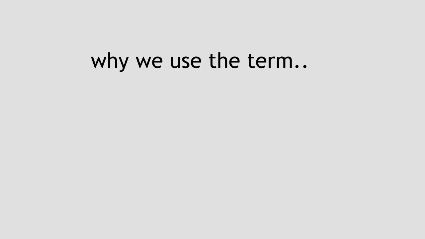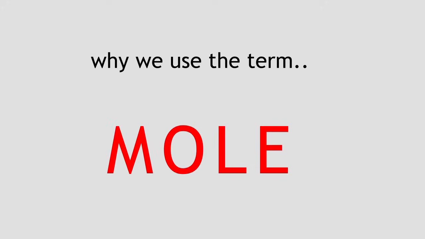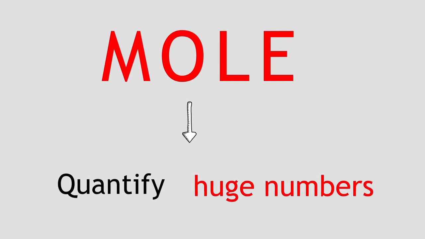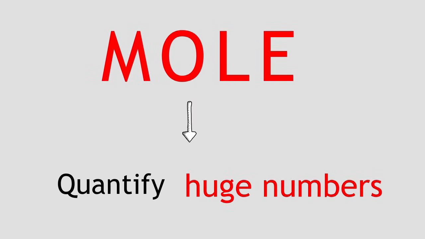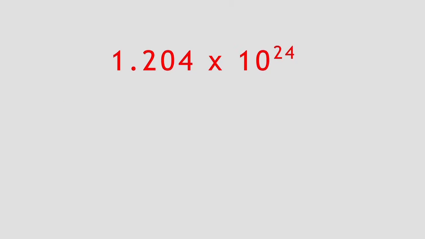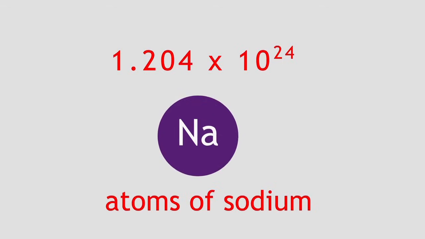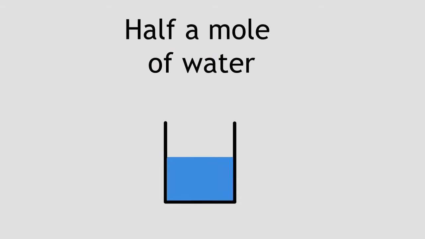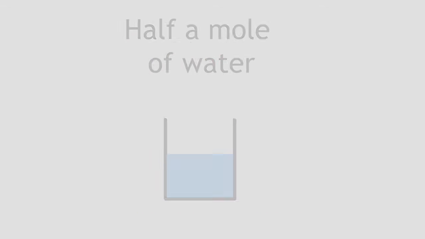Now you can see why we use the term mole. It is just a convenient way to quantify huge numbers. It's much easier to talk about 2 moles of sodium rather than 1.204 times 10 to the 24 atoms of sodium. And it's much easier to mention half a mole of water rather than 3.01 times 10 to the 23 water molecules.